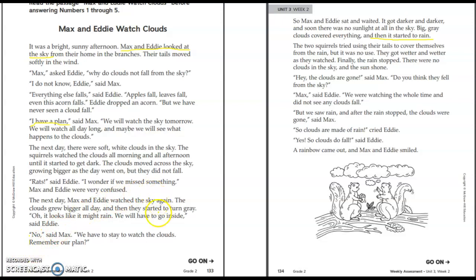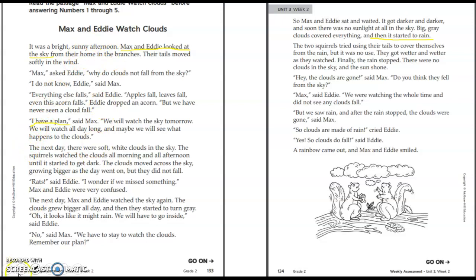The two squirrels tried using their tails to cover themselves from the rain, but it was no use. They got wetter and wetter as they watched it. Finally, the rain stopped. There were no clouds in the sky. "Hey, the clouds are gone," said Max. "Do you think they fell from the sky?" Max and Eddie were watching the whole time and did not see any clouds fall.